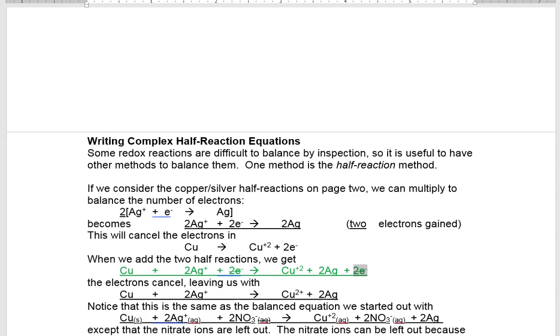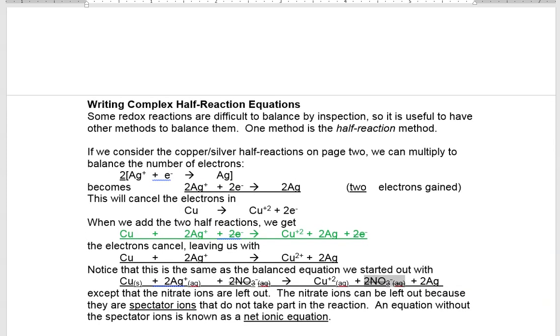If you compare that to the balanced equation on page 3, which had everything showing, now we can see in our net ionic equation, we take out everything that appears on both sides. The only thing that appears on both sides is our nitrate ions. If we take those out, it looks just the same. So those we can leave out because they are the spectator ions, which we leave out of a net ionic equation. If we leave them in, we have what's called the complete ionic equation. So that's some chemistry from the grade 11 level.